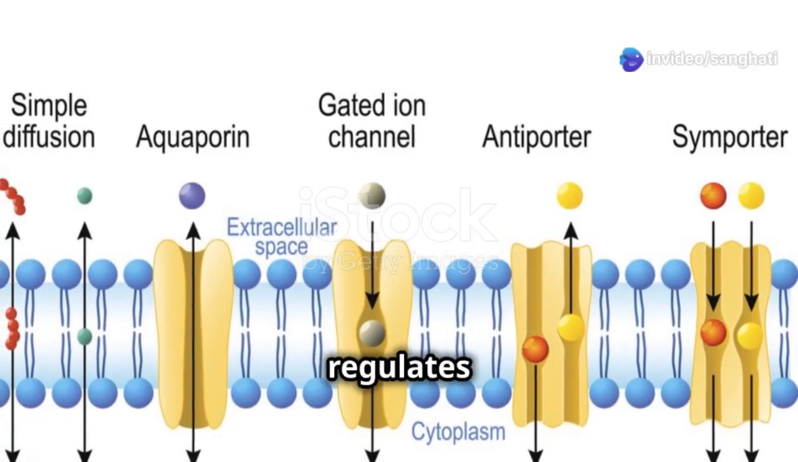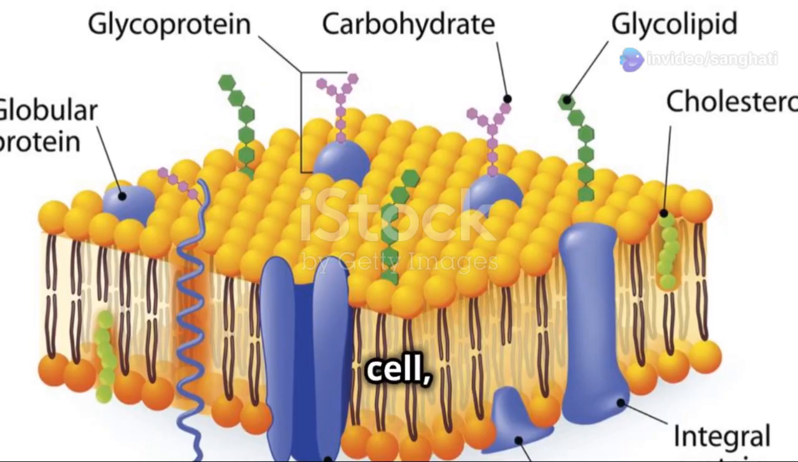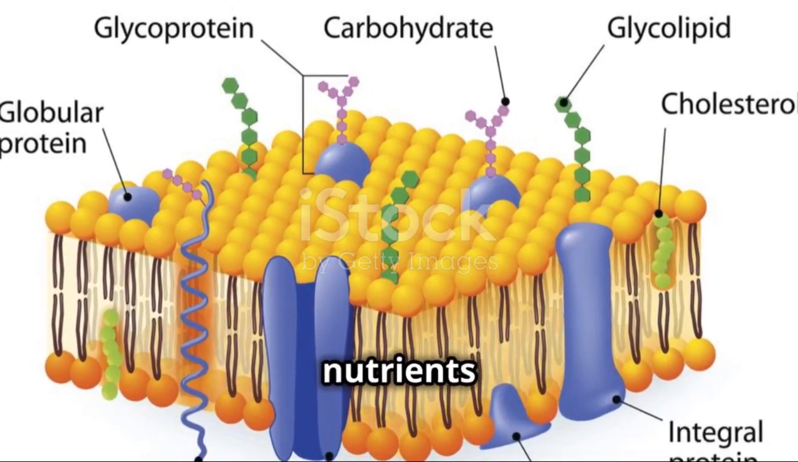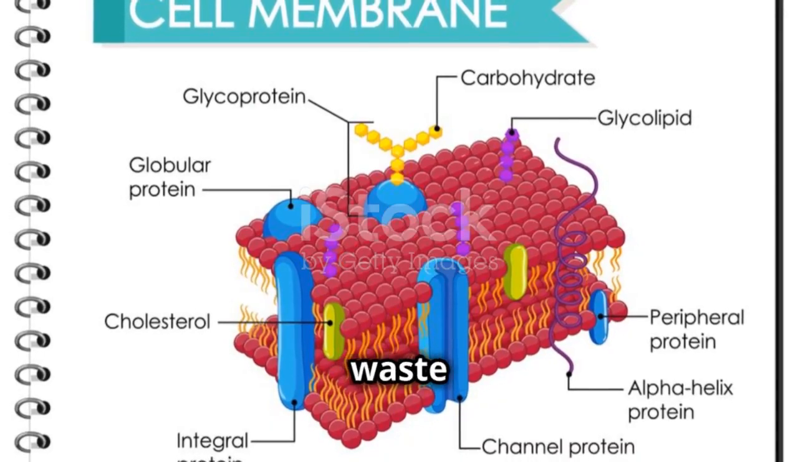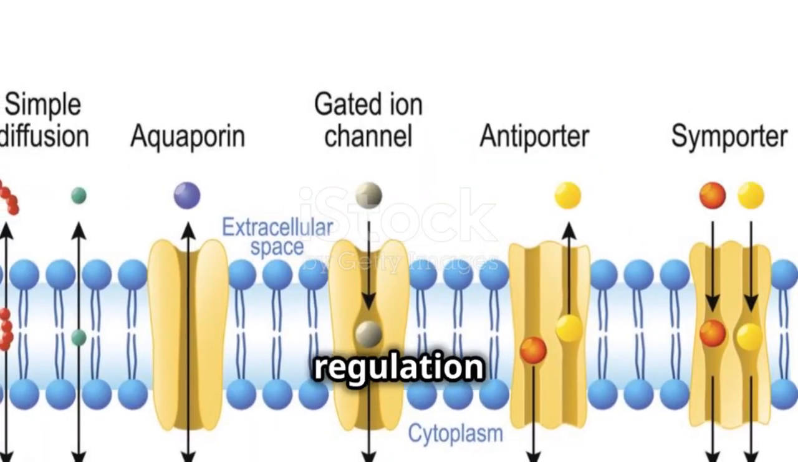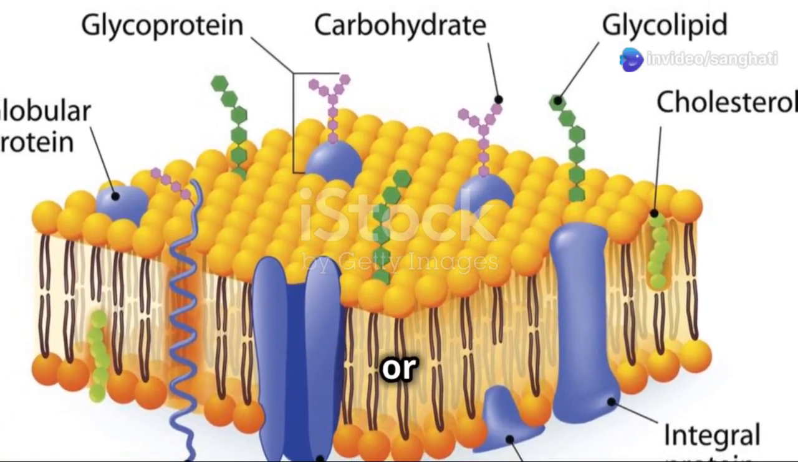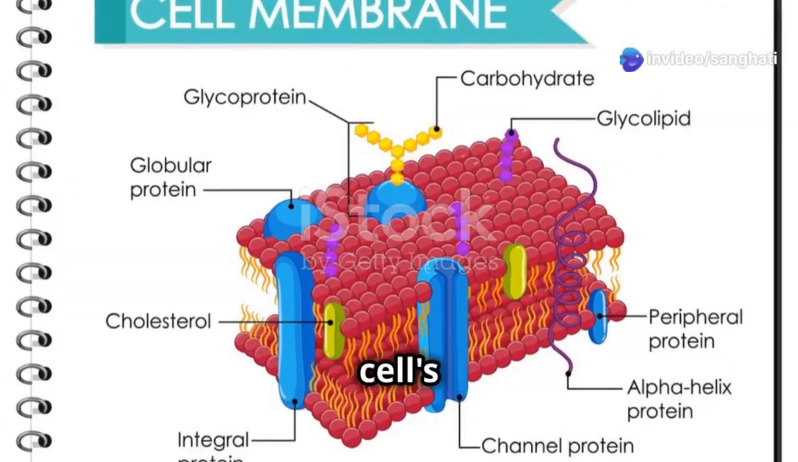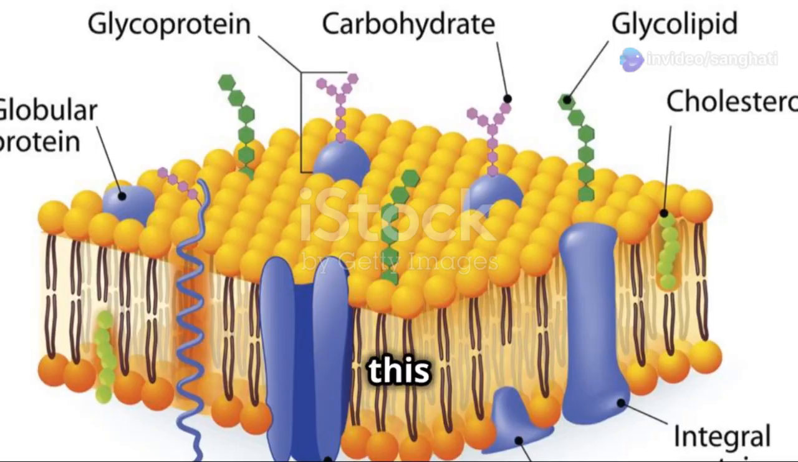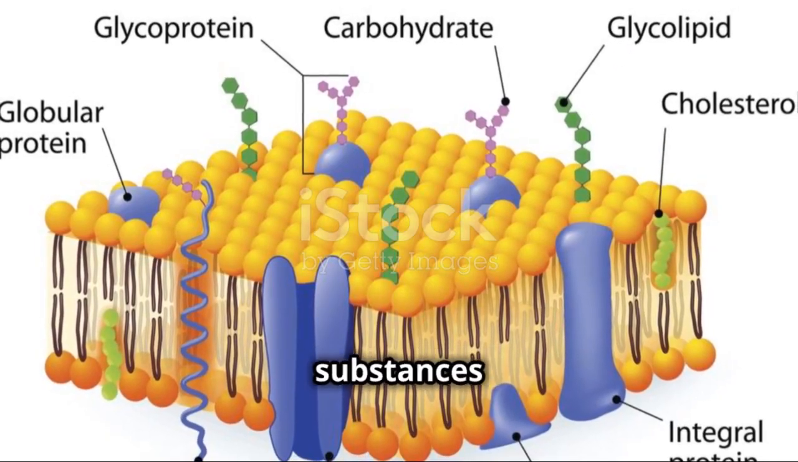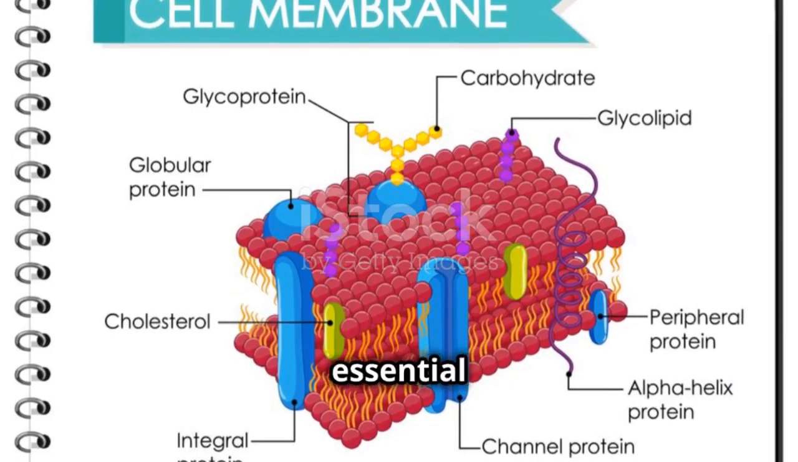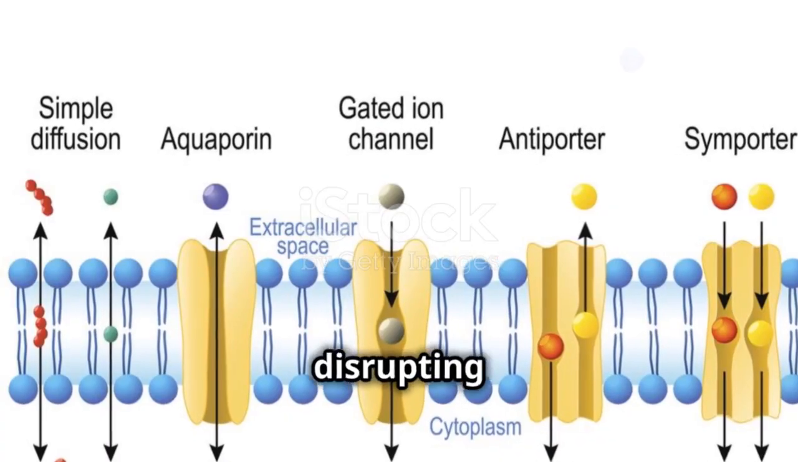The cell membrane regulates what enters and exits the cell, ensuring that only essential nutrients and molecules are allowed in while waste products are expelled. This regulation is vital for the cell's survival as it maintains the internal balance or homeostasis necessary for the cell's functions. Without this selective permeability, harmful substances could enter the cell, and essential nutrients could be lost, disrupting the cell's delicate balance.